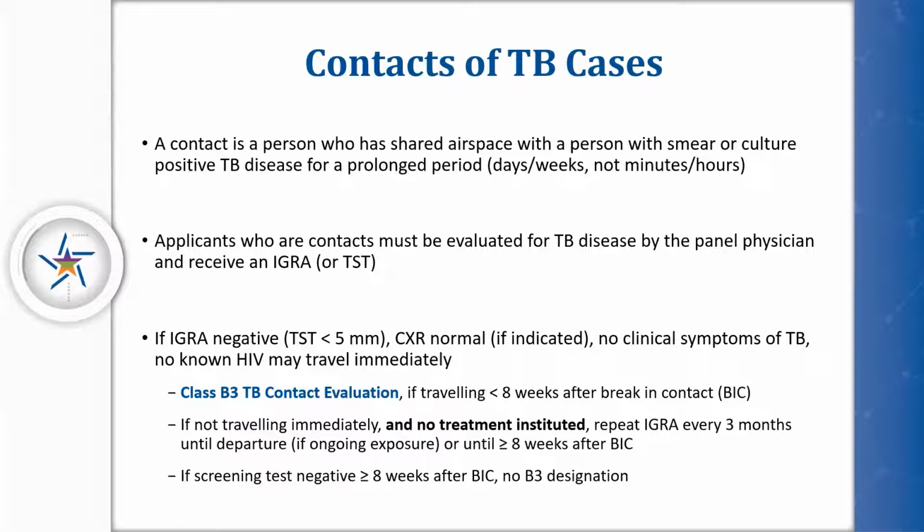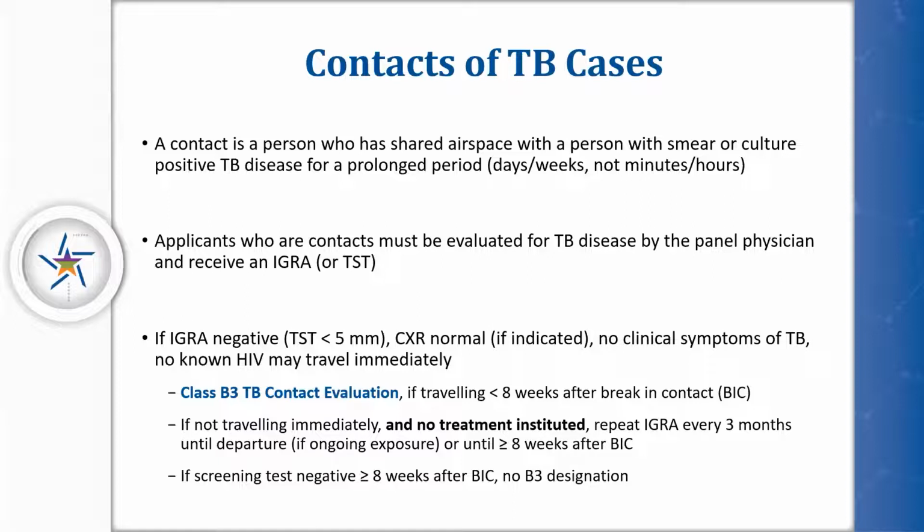If they're traveling less than 8 weeks after the break in contact, that would be the designation that we would be looking for. And if they're not traveling immediately, and no treatment is instituted, then you want to repeat the IGRA every 3 months until they depart, or until greater than or equal to 8 weeks after departure. So 8 weeks after the break in contact is basically 2 months.